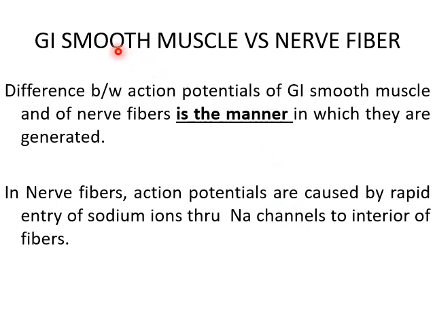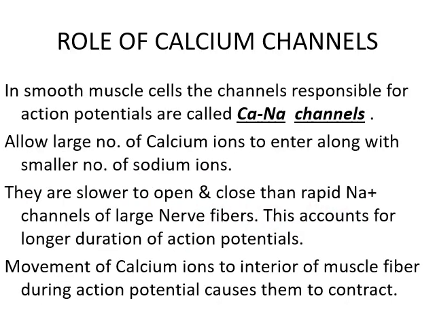So what's the difference between GI smooth muscle and nerve fiber? I told you nerve fiber action potentials are caused by sodium ions, whereas here we have calcium-sodium channels. These are the new channels, and the movement of calcium ions through the interior of the muscle fiber during the action potential causes them to contract.